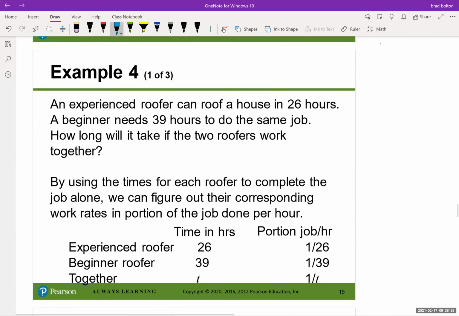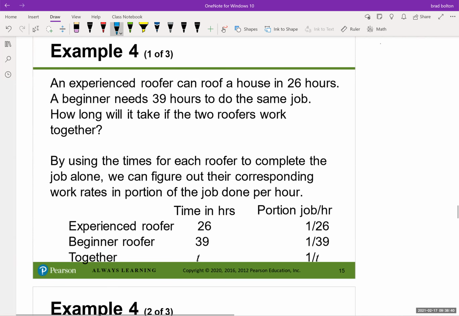So this is a different type of problem with proportion, but we have to set it up in a very specific way. These are problems that we talk about involving work. It says an experienced roofer can roof a house in 26 hours. A beginner roofer needs 39 hours to do the same job, which makes sense, right? They're not as good at the job. So how long will it take the two roofers working together? By using the times for each roofer to complete the job alone, we can figure out their corresponding work rates in portion of the job done per hour.